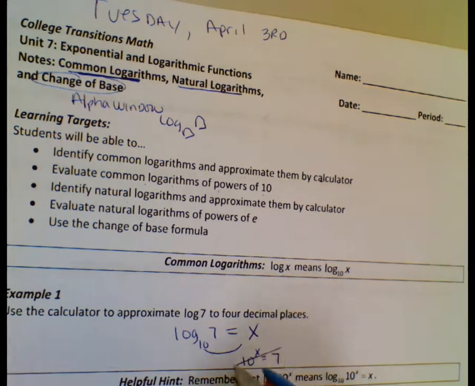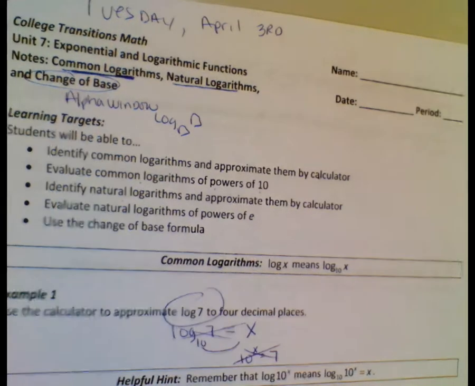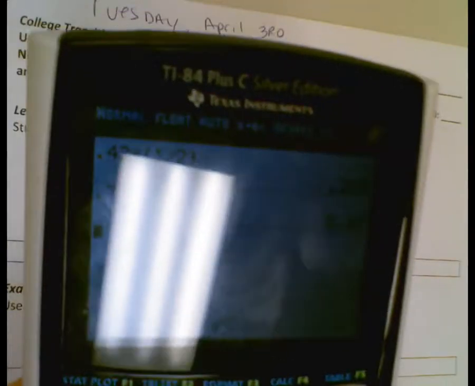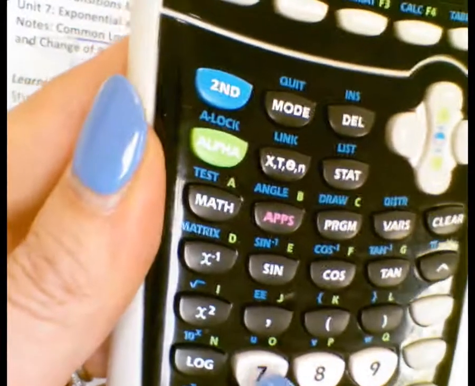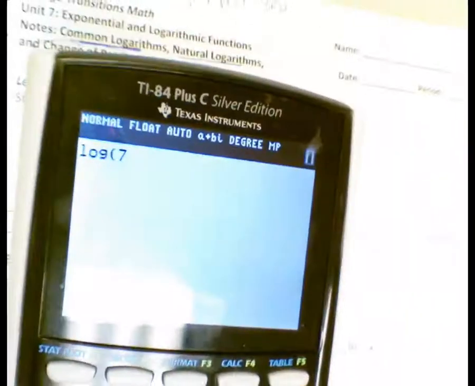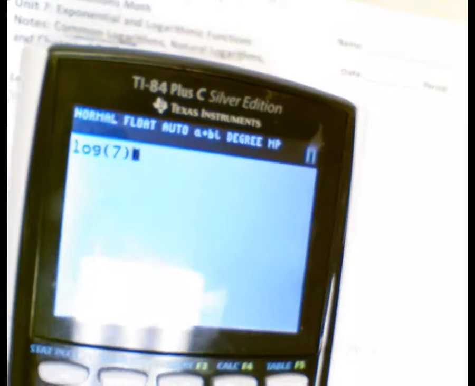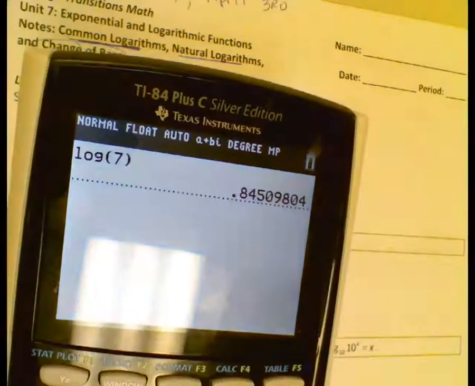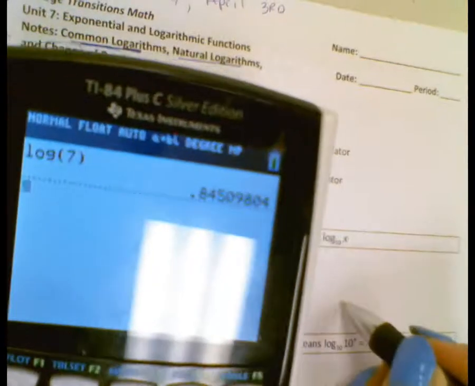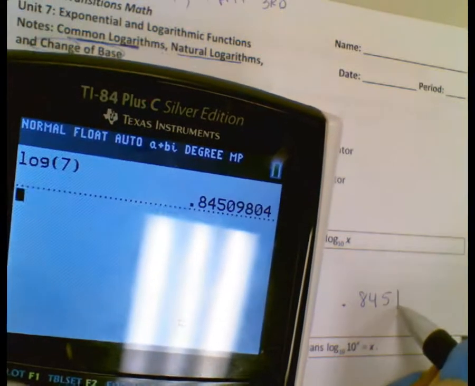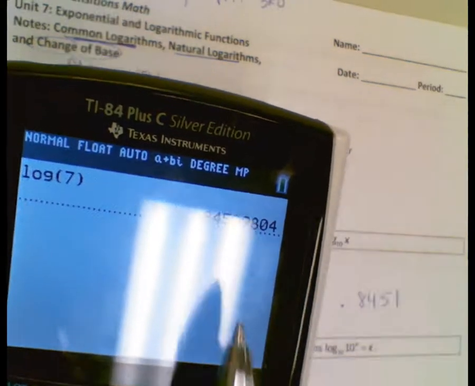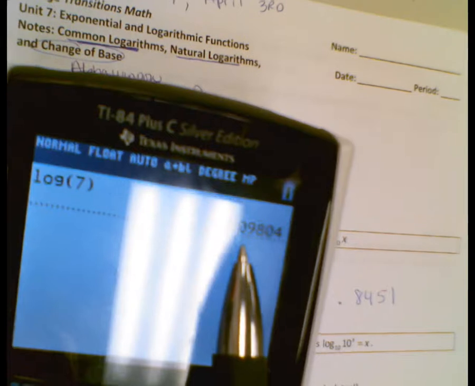But we don't need to do this. You can just punch this right in your calculator. So we're going to go log 7. Press log right here. It's right there under the x squared. Press log 7. Looks like that. Let's close our parentheses just because I don't like it open. Press equals. And we want 4 decimal places. So our answer would be 0.8451. Because the 9 rounds the 0 to a 1.